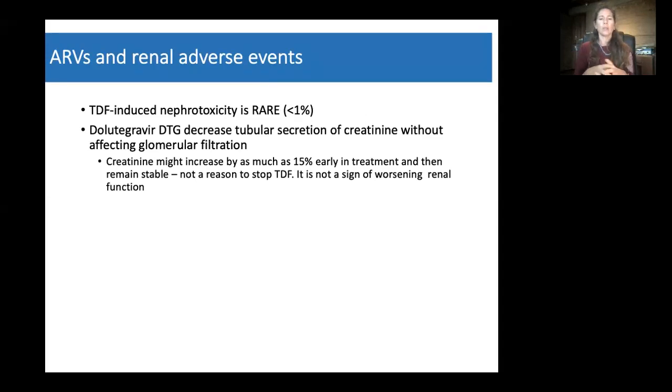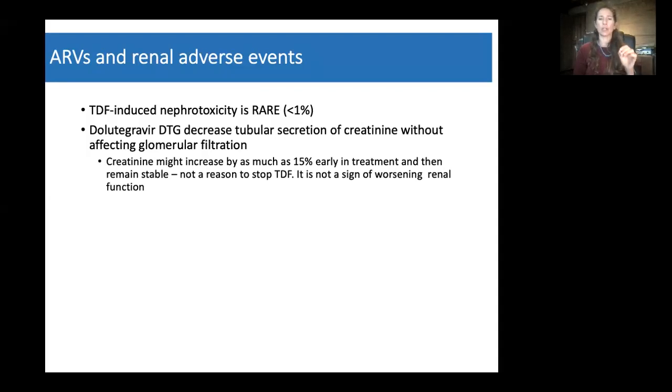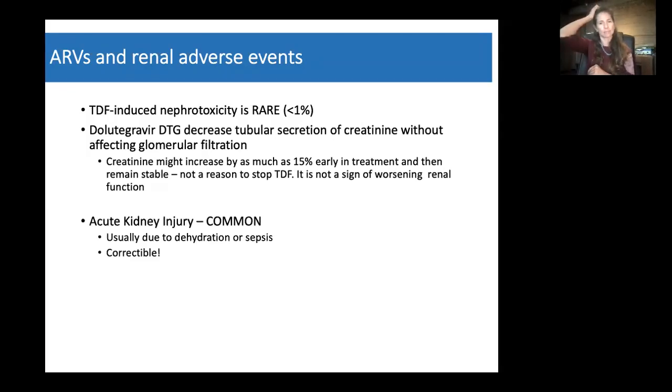The second thing that makes it more interesting is that dolutegravir decreases the tubular secretion of creatinine. This is not a problem. It's not actually damaging the kidneys, or the glomerulus where it's filtrating. It just has an effect on the creatinine pump, so to speak. So in a lot of patients, the creatinine might increase by as much as 15% without reflecting on the kidney function at all. It's a false increase of the creatinine, and certainly not a reason to stop the tenofovir. But it's going to make it confusing if there are other renal adverse events going on at the same time.